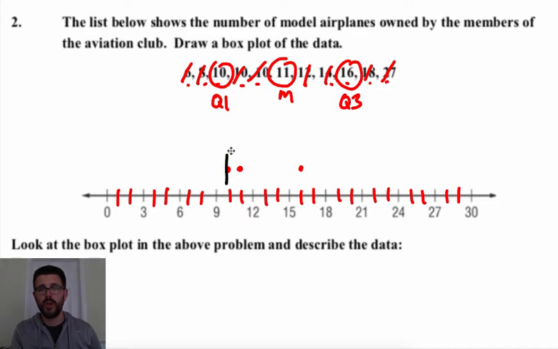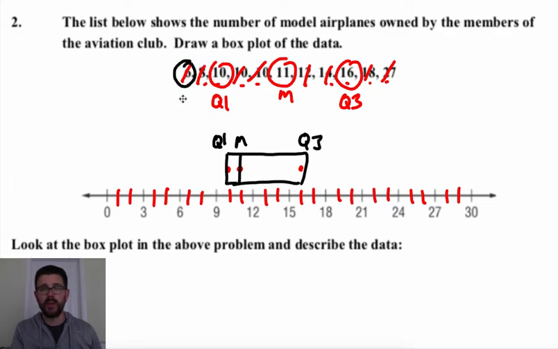Those 3 create the box: quartile 1, the median, and quartile 3. And then last, my lower extreme, my minimum, and then my upper extreme, my maximum.